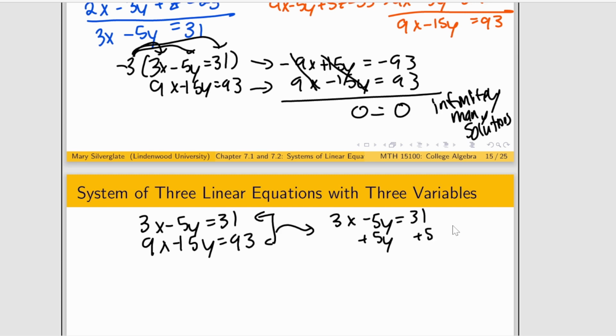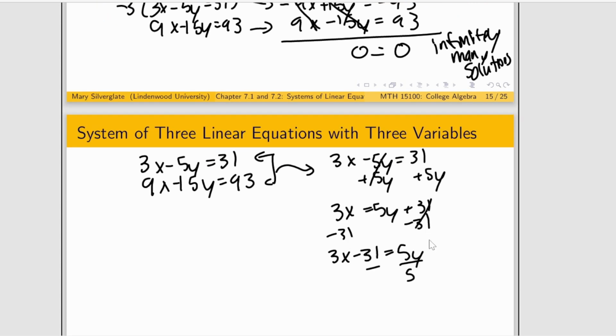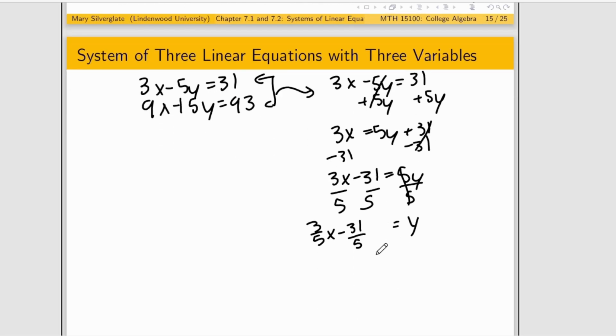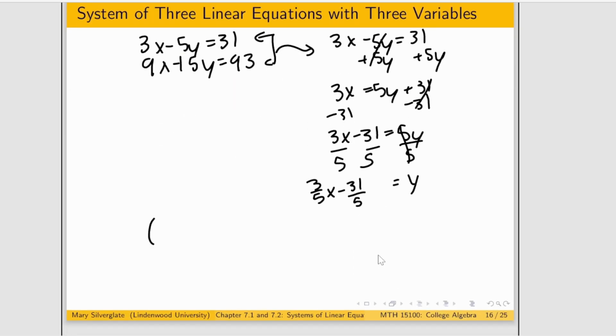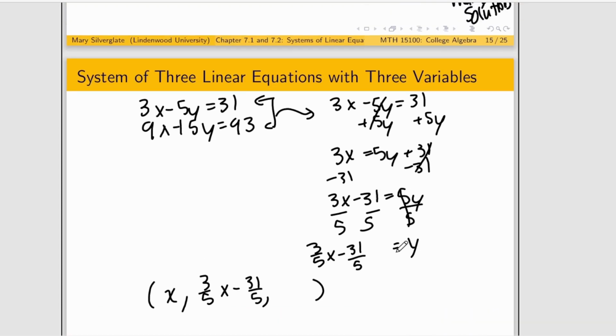So in this particular case, let's add 5y to both sides. 3x equals 5y plus 31. Then subtract 31 from both sides. My goal is to get y by itself, so 3x minus 31 is equal to 5y. And then you want to divide by 5 on all three sides. So y is equal to 3/5 x minus 31 over 5. So if we're talking about solutions right now, we have x, we have 3/5 x minus 31 over 5. And all we're missing is the z variable, so that we've rewritten everybody in terms of that z variable.